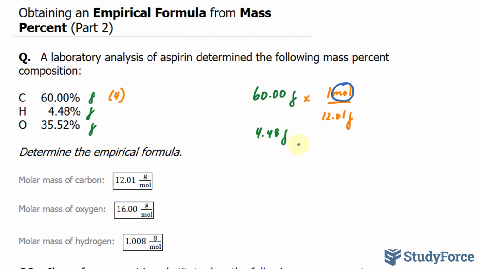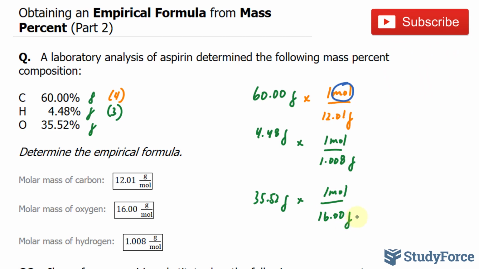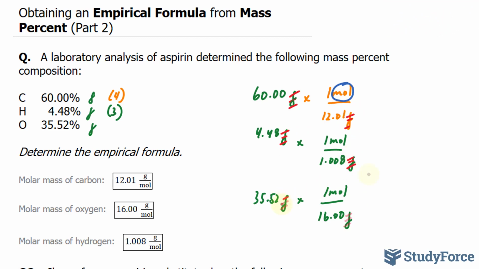Next, what I'll do is multiply 4.48 grams times the molar mass of hydrogen, which is 1 mole over 1.008 grams, and this has 3 significant figures. And lastly, 35.52 grams times the molar mass of oxygen, which is 1 mole over 16.00 grams. Notice that the gram units will always cancel out in each of these 3 computations.